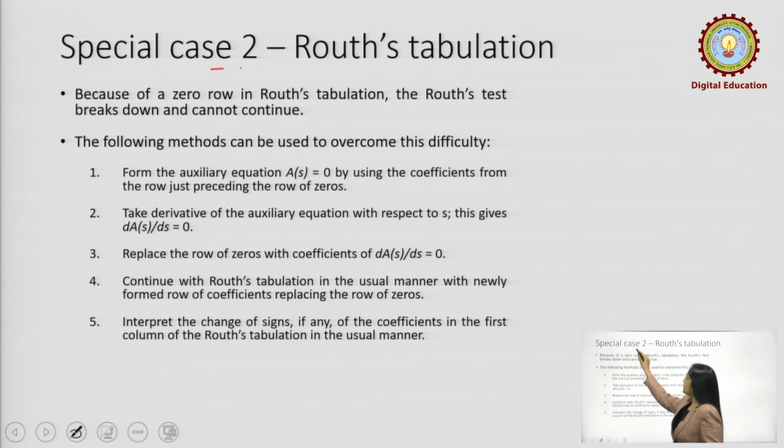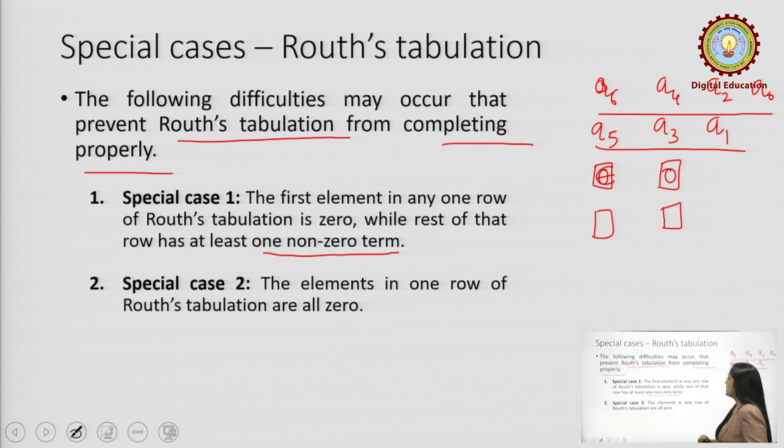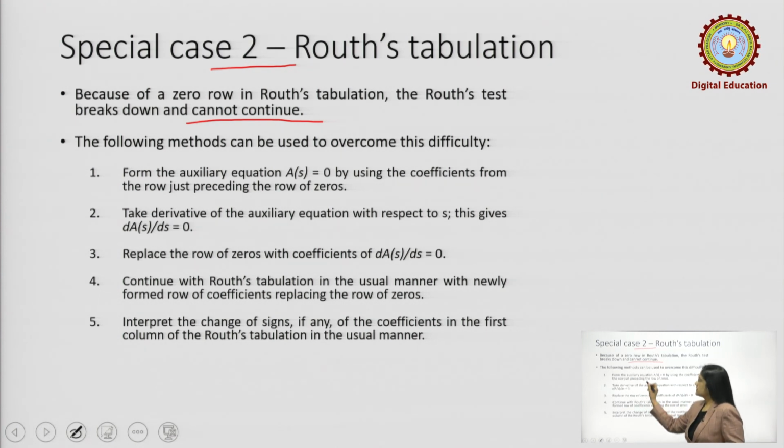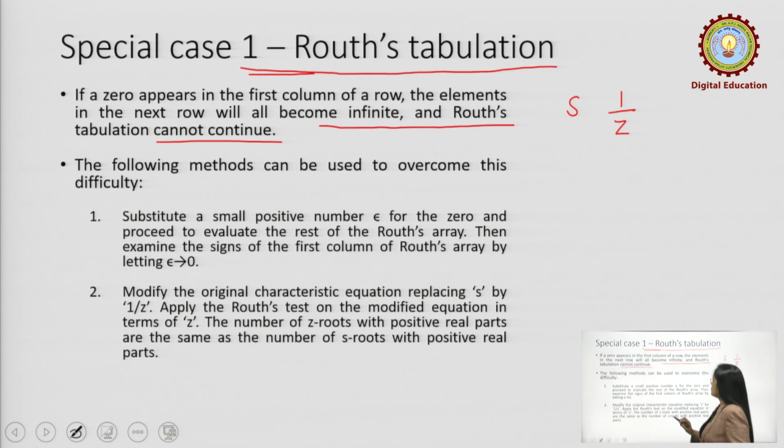The special case 2. Special case 2 is that the elements in one row of the Routh tabulation are all 0, that is, all the elements are 0 in a particular row. Because of a row of zeros, the Routh test breaks down and cannot continue. Since we are having a 0 row, the tabulation cannot be completed. The following method can be used to overcome the difficulty. Form the auxiliary equation A(S) equal to 0, which is formed by using the coefficients from the row preceding the row of zeros.